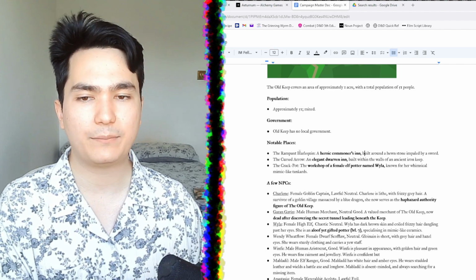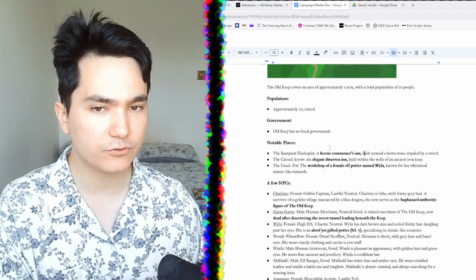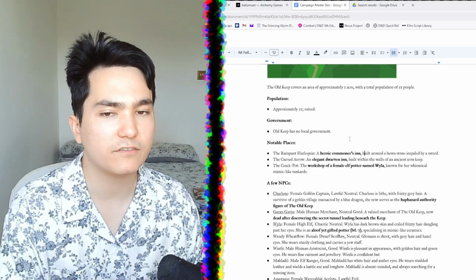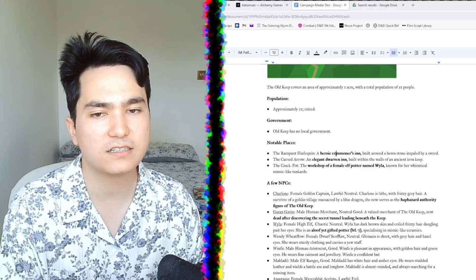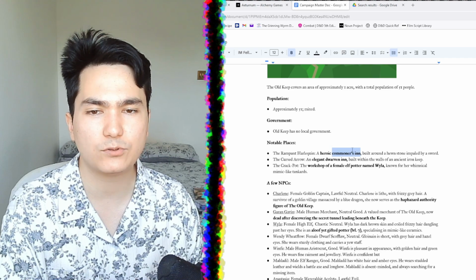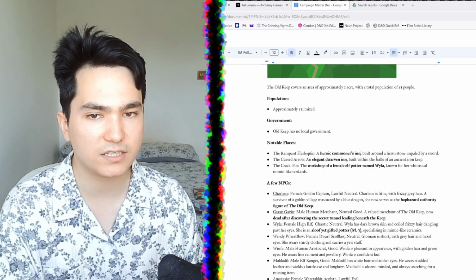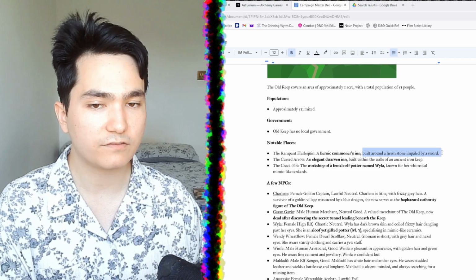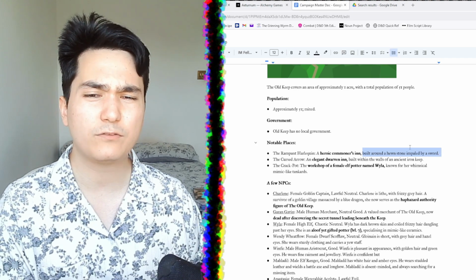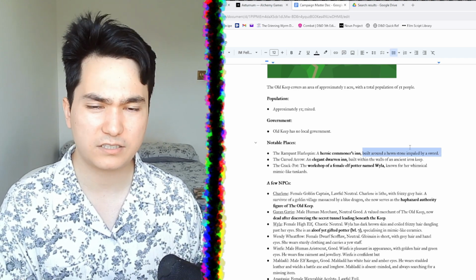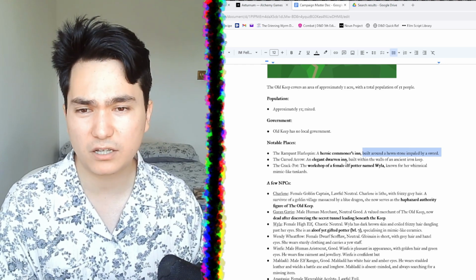So here, the Rampant Harlequin is a heroic commoner's inn. Kind of gives you the idea of the vibes already, and then it tells you exactly the clientele, the people you're likely to find, and also the establishment it is. What's not bold is flavor text that I probably only need to reference once throughout the entire campaign, and then I can forget about it.